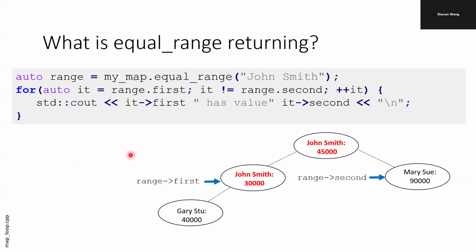What does this return? Visually, range.first is pointing to the first occurrence of John Smith. If John Smith doesn't exist, first and second will both point to this one. If John Smith exists, it will point to the first occurrence of John Smith. Second will point to the first element that's greater than John Smith. So this one. So we will never be checking second. We loop from the first to one before second. Making sense?